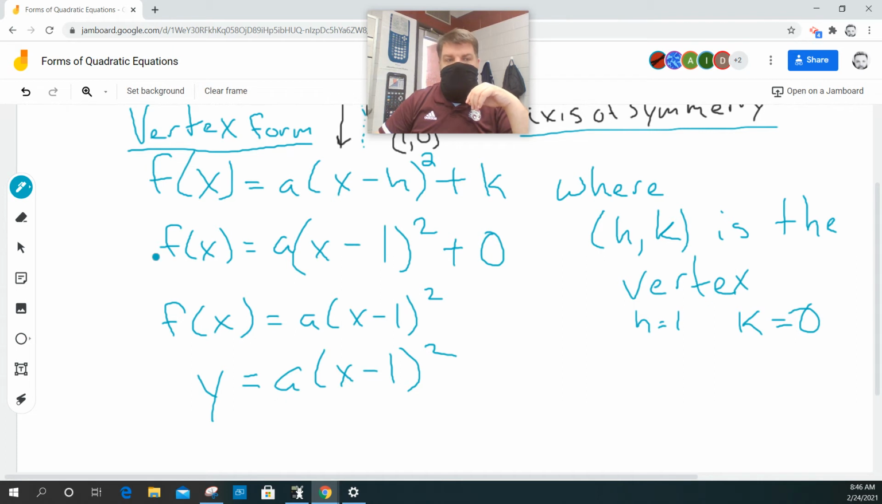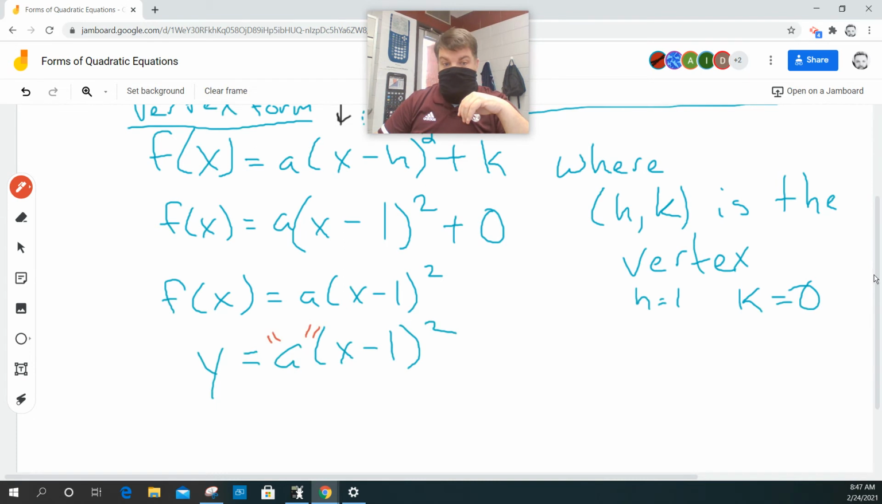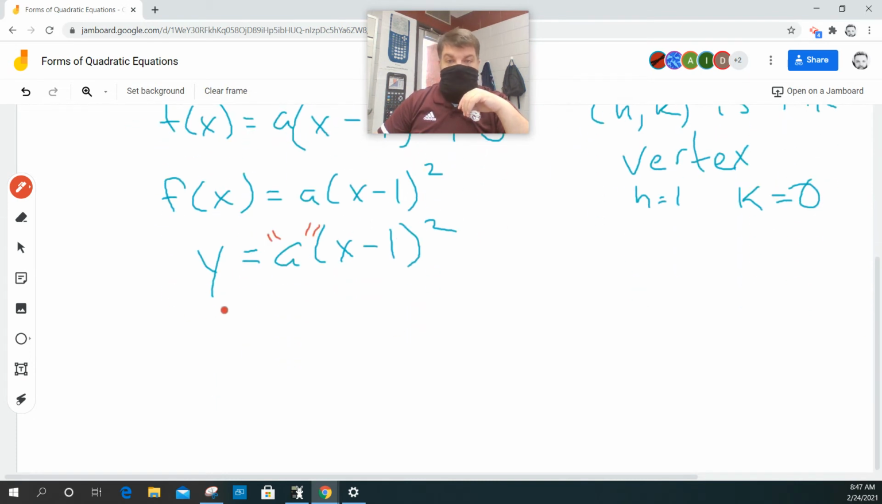So I can solve for a. I think it's just going to be 1, but I want to verify that. I could solve for a by plugging in a y and x value. Well, they gave us one. So I'm going to plug in the y-intercept. I'm going to let this equal my x, and I'm going to let this equal my y. In other words, wherever there's a y, I'm going to plug in 1, and wherever there's an x, I'm going to plug in 0.